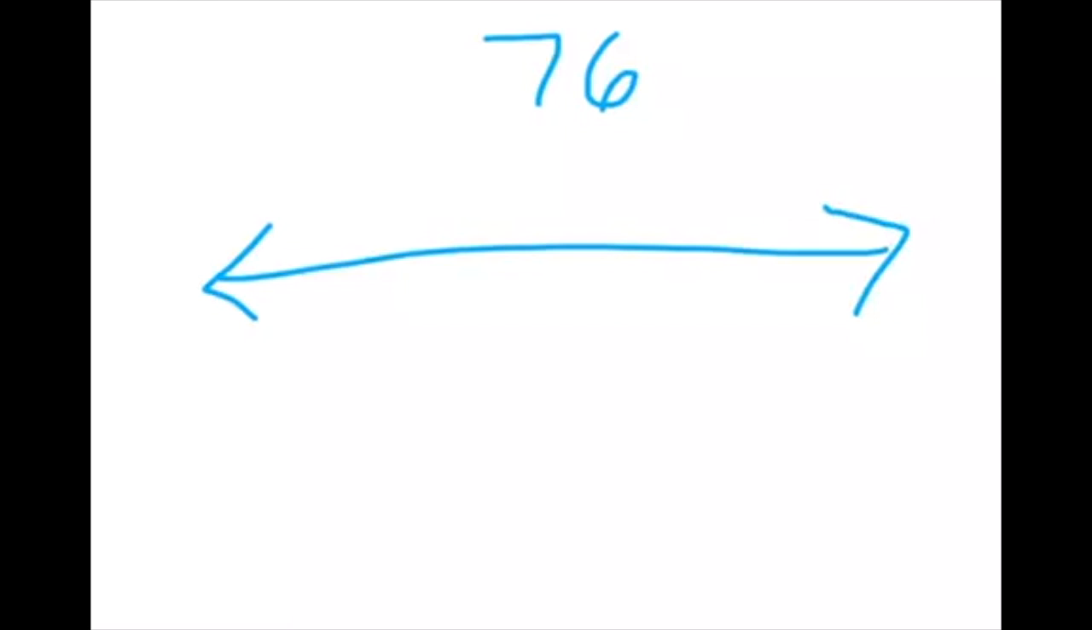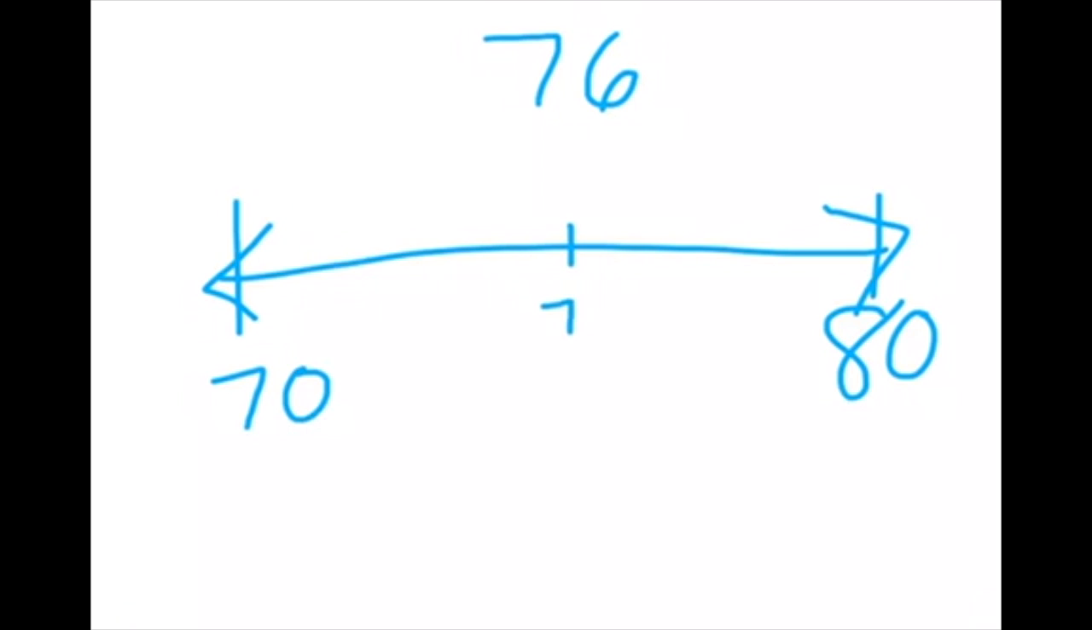Now I have the number 76, and I am going to do the same thing. I'm going to round it to the nearest 10. And I'm going to ask myself, what is going to go on both sides of that number line? The 10 in this number is a 70. And what's the next 10 after that? An 80. Good job. So I am going to do my little halfway point. What's in between 70 and 80? Oh, it's 75. Yep, good.